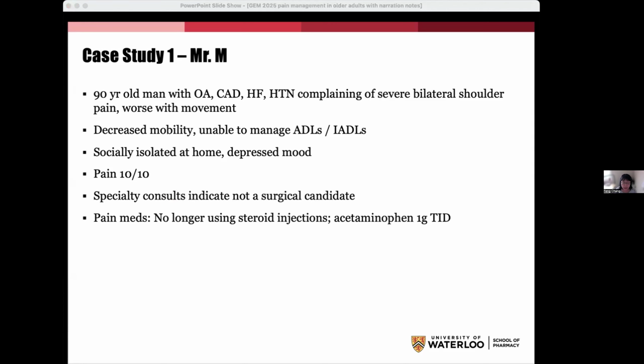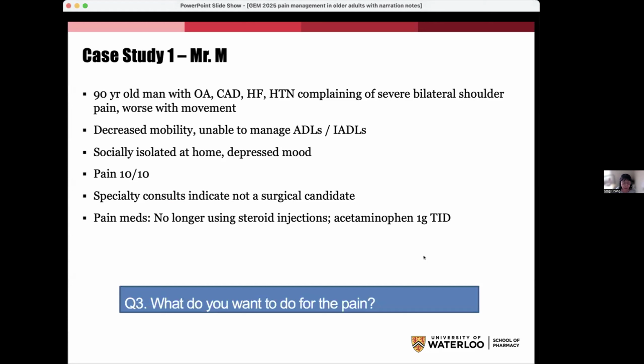Okay. So let's move on. He's not a surgical candidate, and he tried some steroid injections in the past, but they're no longer working that well for him, which is quite common to see. And right now he's just using acetaminophen, 1 gram, 3 times a day. So where do you want to go from here?